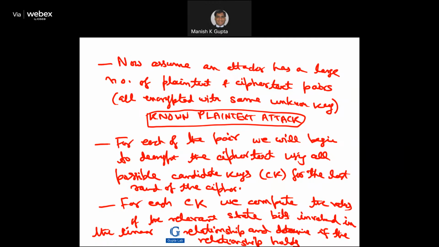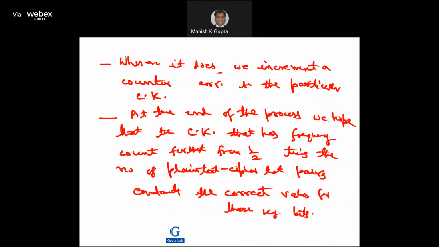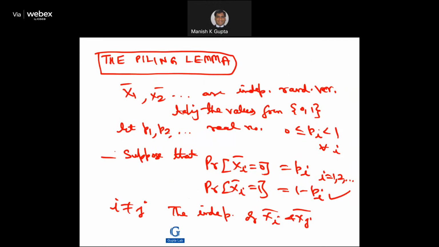Then we are just screening all the possible candidate keys and seeing if there is a relationship. So we are looking at this counter, and at the end of the process, we hope that the candidate key that has a frequency count further away from half, given the number of plaintext and ciphertext pairs, gives you the correct value of the key. So let us now look at the piling-up lemma. I gave you the general strategy. Now the piling-up lemma.